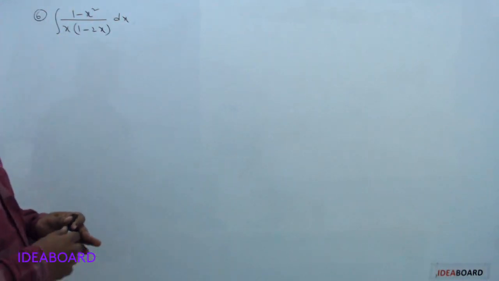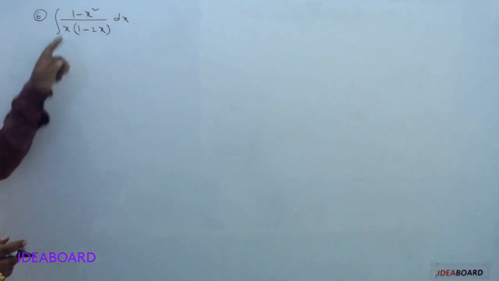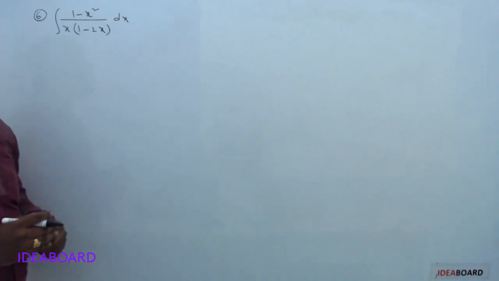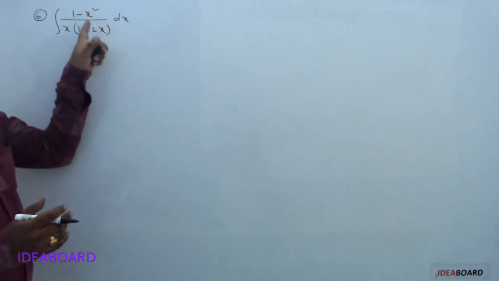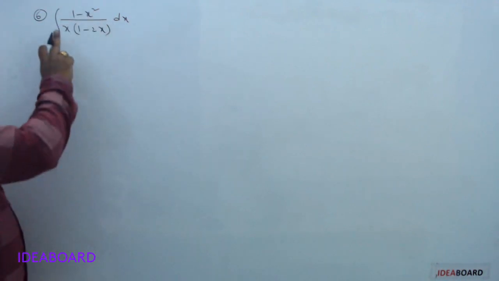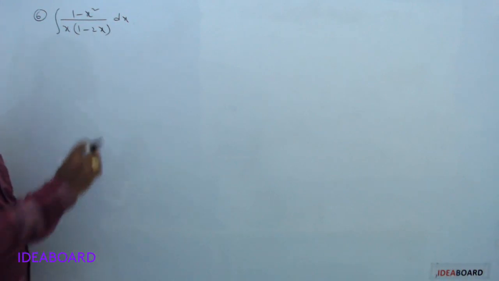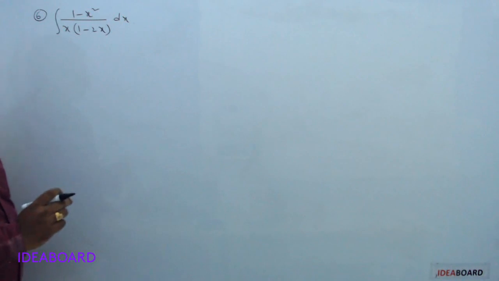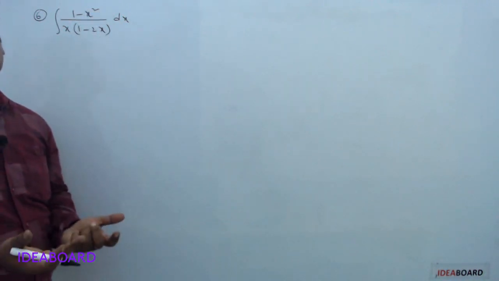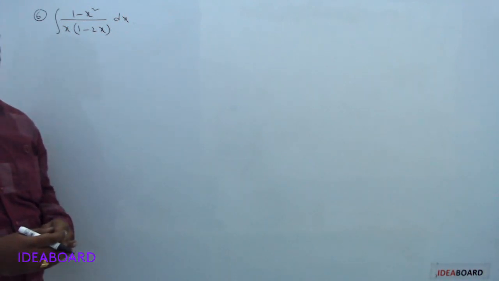Now come to the another problem. Integral 1 minus x square divided by x into 1 minus 2x dx. First we have to check the degrees of numerator and denominator. Degree of numerator is 2. If you multiply these two factors, you are getting a second degree polynomial. So degree of denominator is 2. Degree of numerator is 2, degree of denominator is also 2. So it means this fraction is an improper fraction.